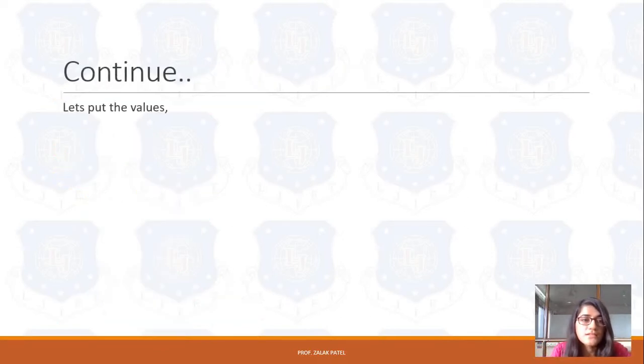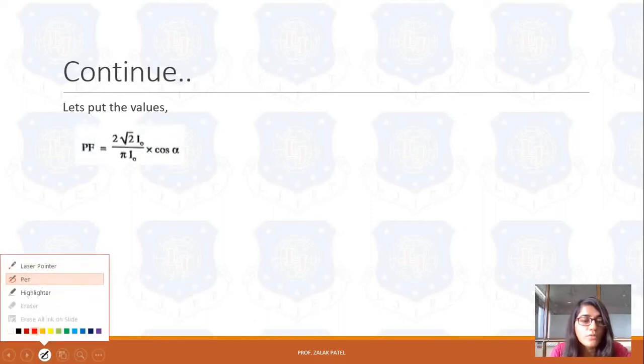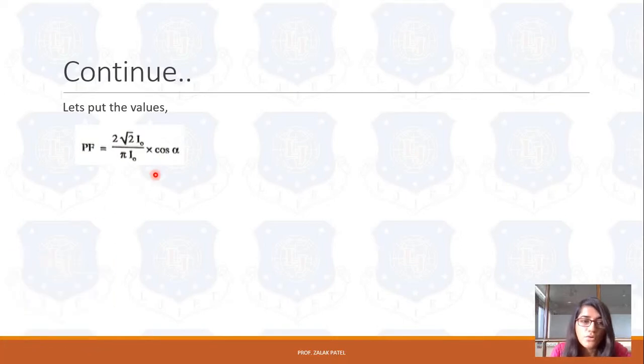So it is like this: 2 root 2 I0 upon pi I0, into cos alpha. I0 and I0 will be cancelled out. The remaining term is like this: 2 root 2 upon pi into cos alpha. This is the power factor. If we solve 2 root 2 upon pi, then it is 0.9 cos alpha.